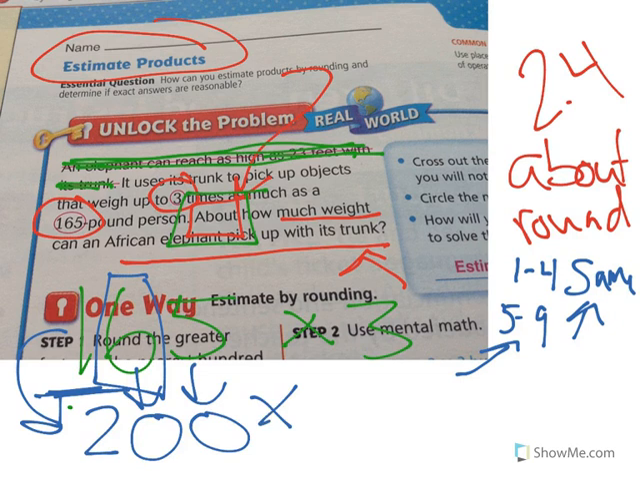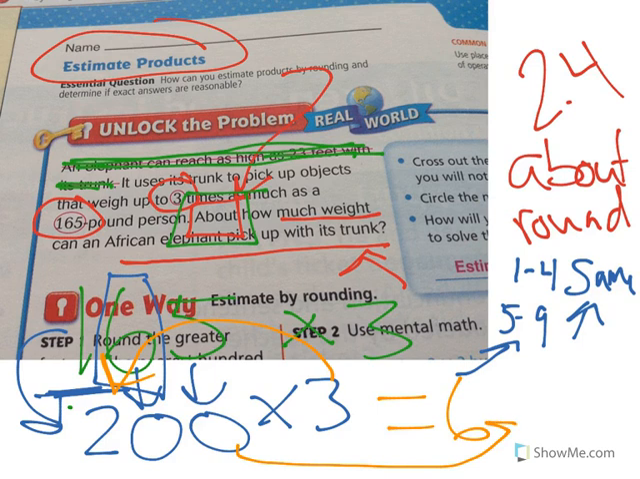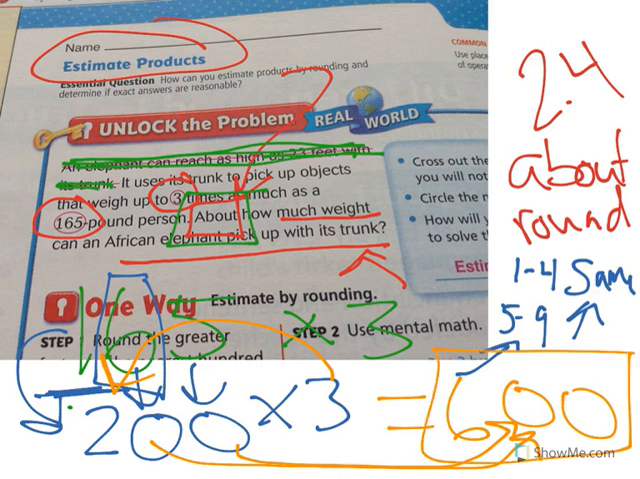So now I have 200 times 3. Now with this, all I have to do is go 2 times 3, which is, got it, 6. And then I'm just going to bring these 2 zeros over. How cool is that? So my answer is about 600 pounds. Really cool. Okay, so really that's all you're doing in this whole lesson. And the homework is different than the test. That's why I show the story problem, because the homework's just going to give them problems.